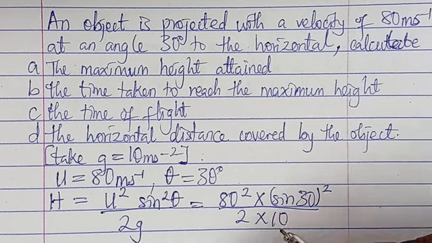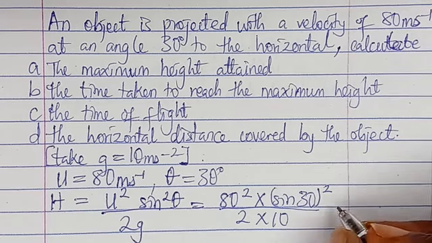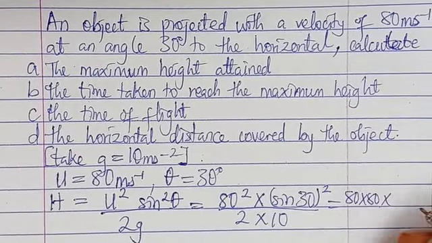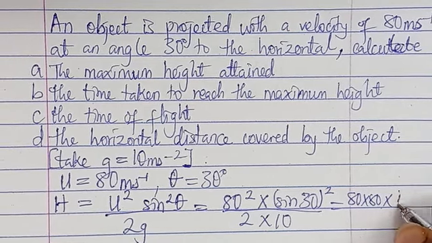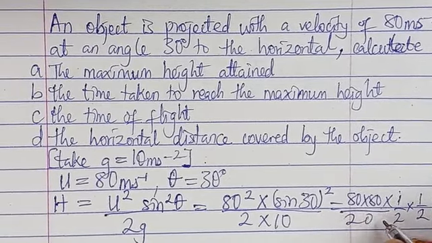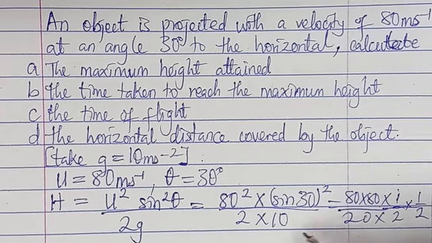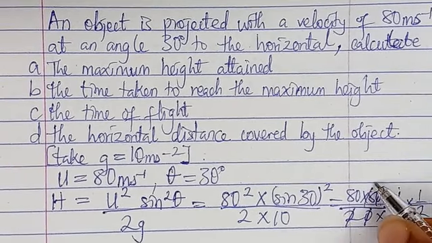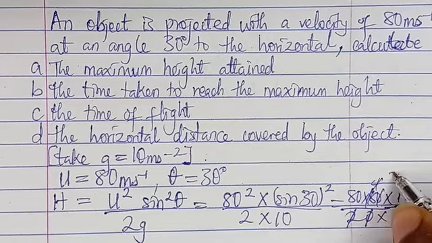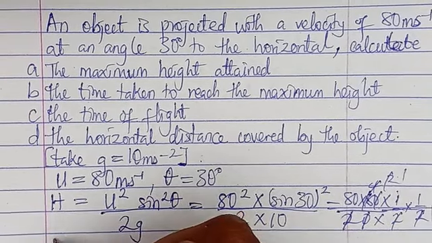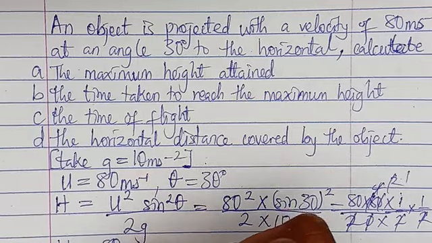So when we've done our calculations, or let's just break it down. We have 80 times 80, and then sine theta is half times another half, and then over 20, that is the 2 times 10. So this cancels out, this into this is 4, 2. So what we have left is 80. Therefore, the maximum height attained is 80 meters.